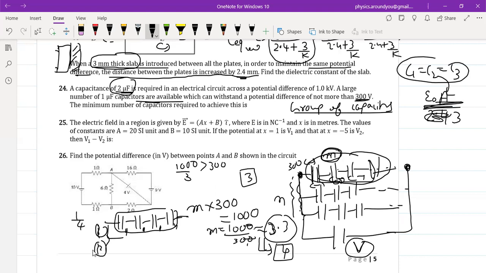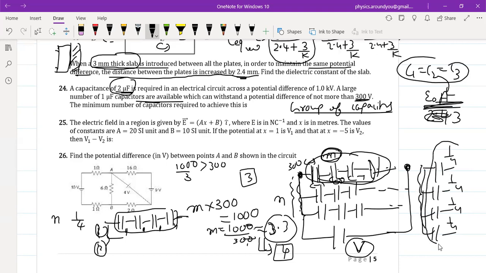How many such branches can be there? Let there be n branches. What is the equivalent capacitance of those n in parallel? It is like 1 by 4, 1 by 4, 1 by 4, so many. N is what I told. And in a parallel arrangement of capacitors, all the individual capacitances add up. So 1 by 4 plus 1 by 4 plus 1 by 4 till n terms is n times 1 by 4. That should be equal to 2. So the number of branches should be equal to 8.